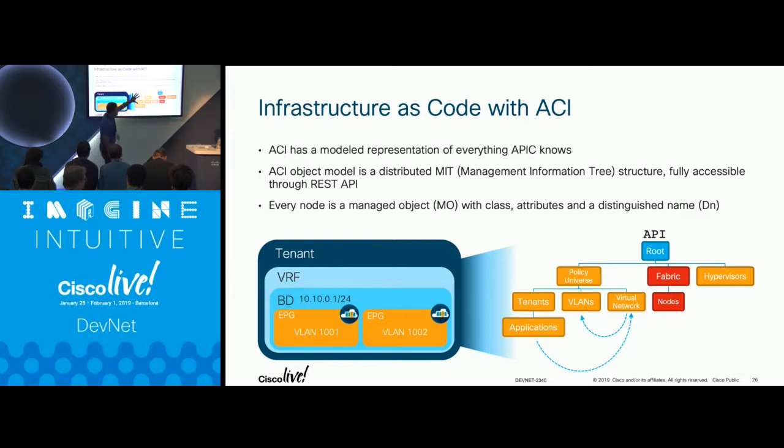So just wanted to highlight this, and just another example. Tenant is the parent, its child is VRF, then you have BDs, and within that you have EPGs and VLANs. So object model, hierarchy, relations, really important.